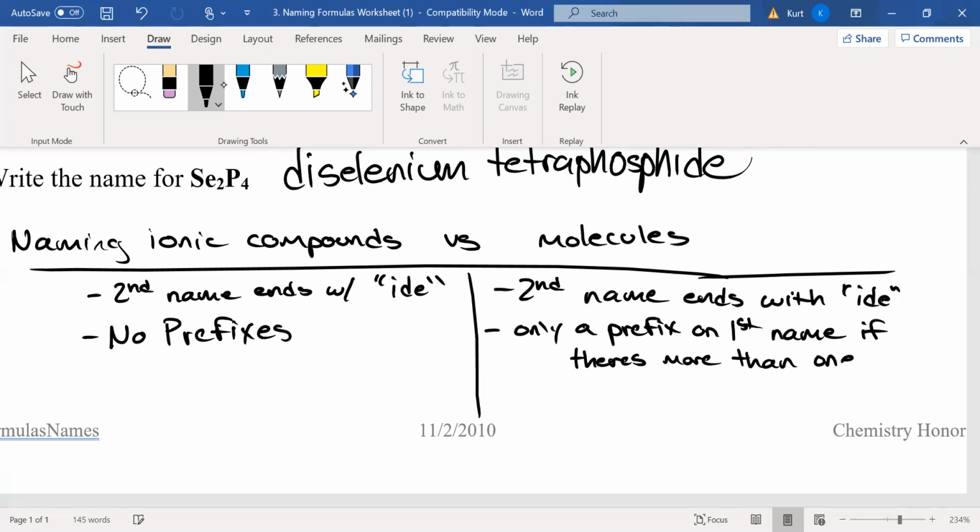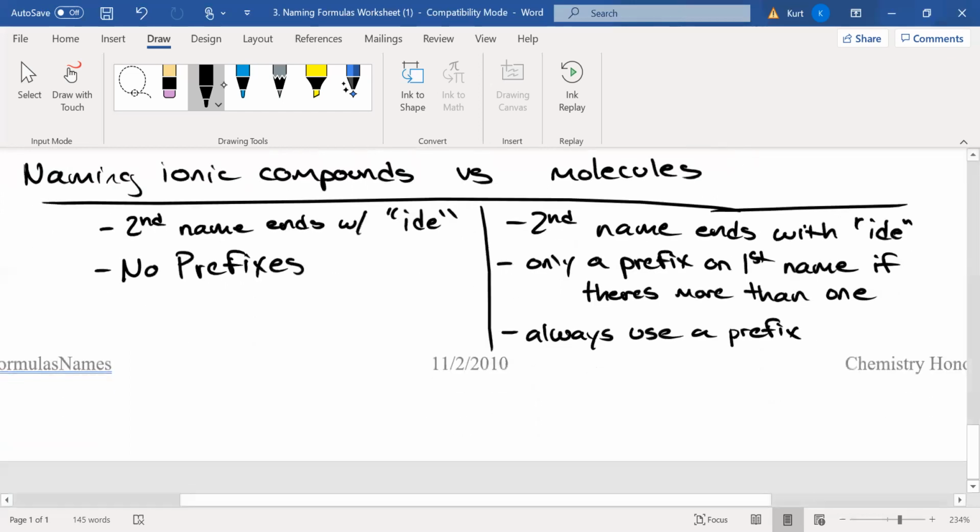What's the rule for prefixes on the second name? Evan? You always use a prefix. And as you guys saw in yesterday's class, there were a few that had no prefix on it. You go to one as a default. So if you saw something like hydrogen chloride, well, hydrogen, there's no prefix, that's one. And if you were given chloride instead of monochloride, just put one. Now, how are you supposed to know the difference?